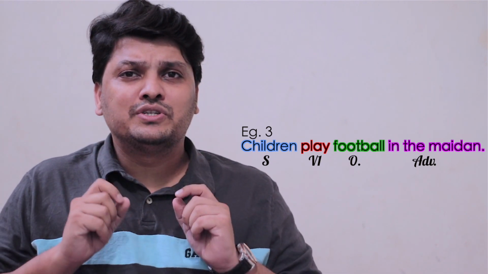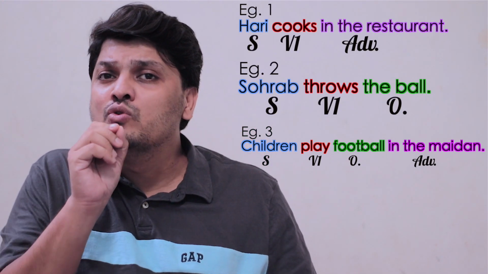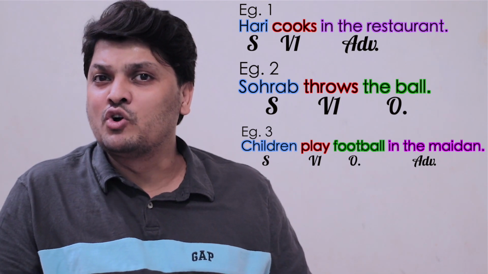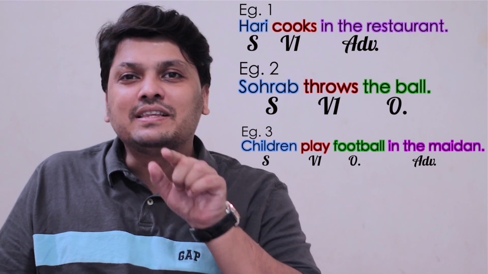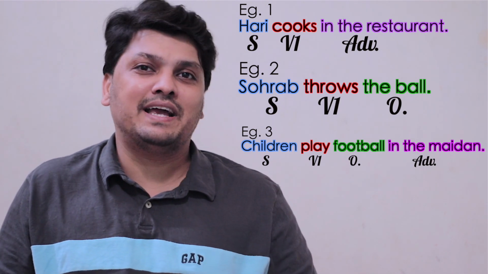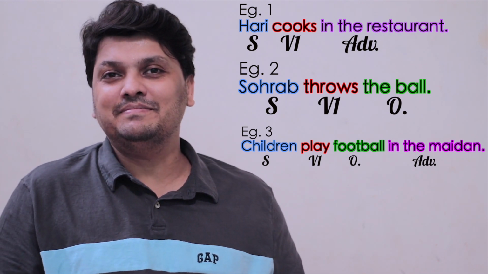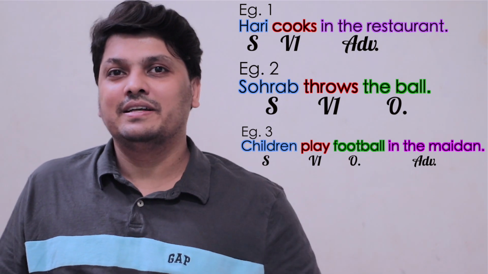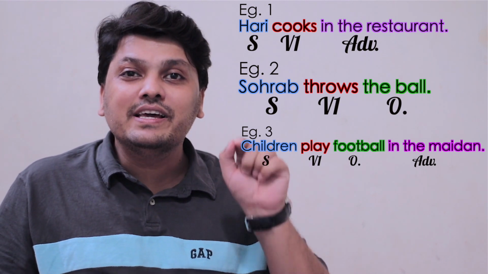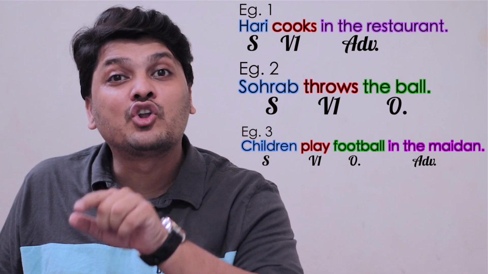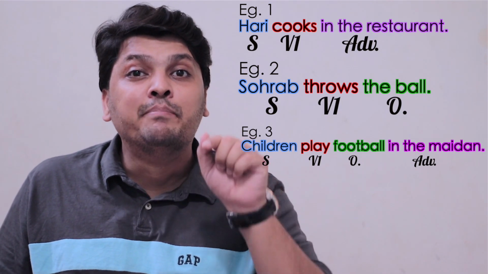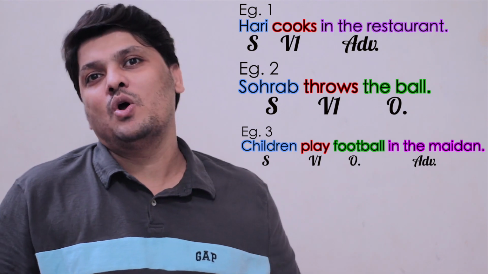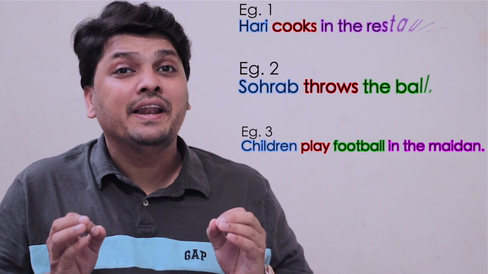Now one thing I want to tell you, I think so you might have marked it. In the first two sentences, I have used S at the end of the verb. Cooks, throws. But in the third sentence, I did not use S at the end of the verb. Why? Because the first two sentences, subjects were in singular. Hari is singular. That is why cooks. Saurabh is a singular noun. That is why throws. Children is plural. That is why no S to the verb. So this only comes in simple present tense.